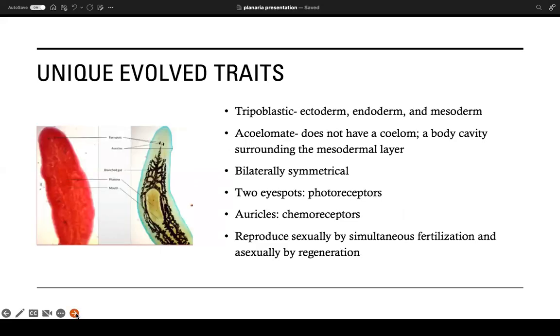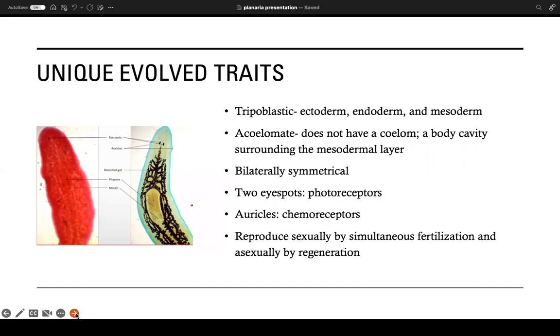Some unique traits of planarias are that they are triboblastic, which means that they contain an ectoderm, an endoderm, and a mesoderm layer. They're acoelomate, which means they don't have a coelom, also known as a body cavity surrounding the mesodermal layer. They are bilaterally symmetrical. They have two eye spots, which are photoreceptors, and auricles, which are chemoreceptors.